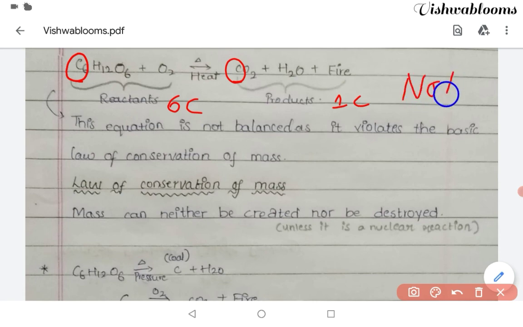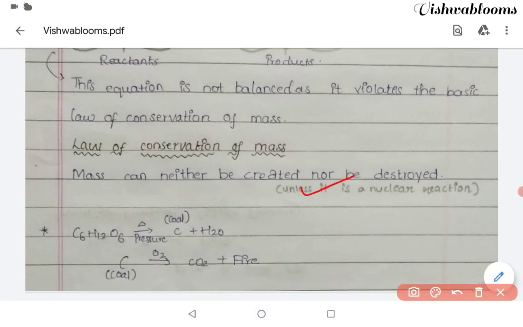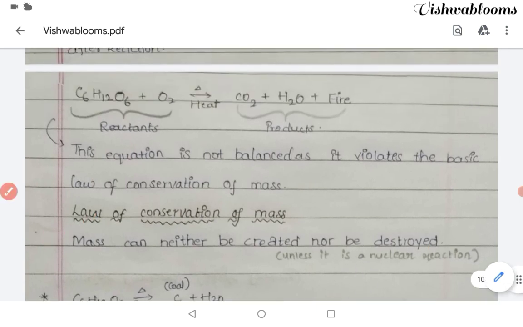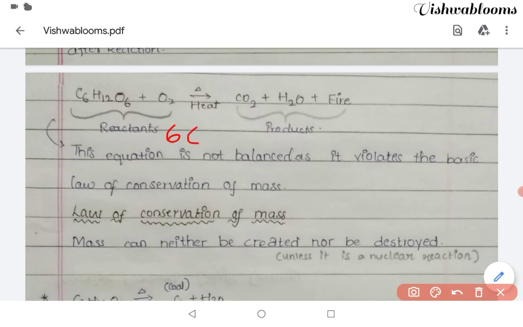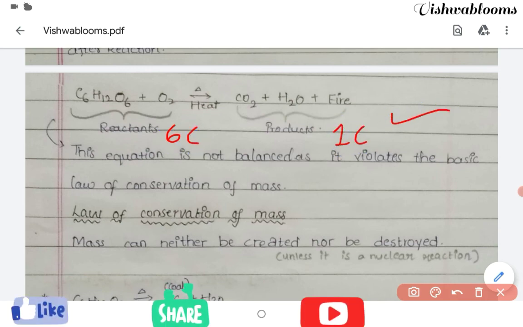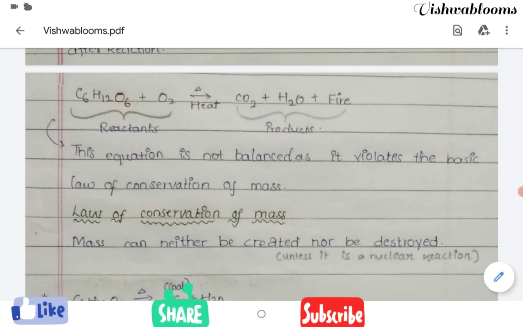Obviously not. Due to this, the equation is not balanced, and it is also violating the basic law of conservation of mass. Now what does the law of conservation of mass state? This law states that mass can neither be created nor destroyed, unless it is a nuclear reaction. I have mentioned that in pencil because it is not necessary; we are not going to learn about nuclear reactions. So this statement we have to stick to. We have to balance the equation so that the 6 carbons balance with 1 carbon. At least here it should be added. Obviously you can't deduct because mass can't be destroyed, so it can only be added here. We'll see that balancing of equations next.